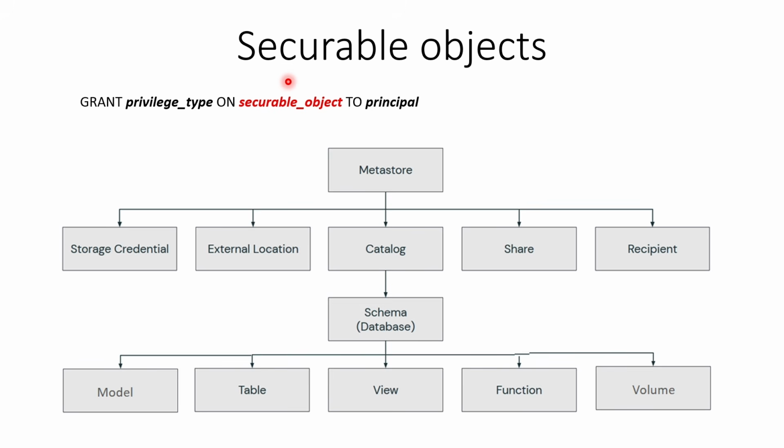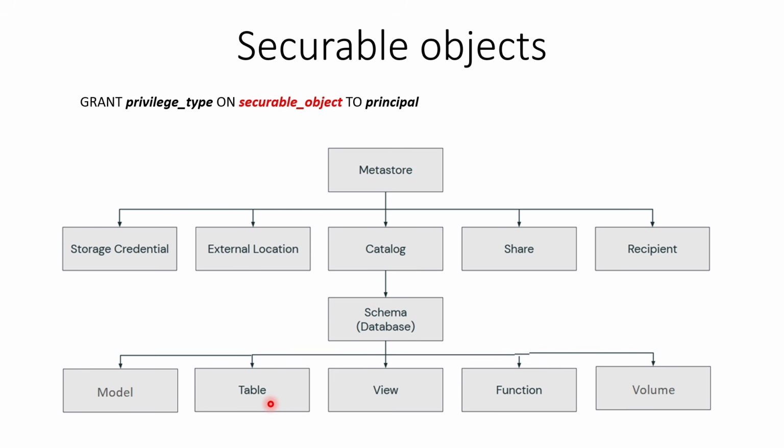Securable objects. A securable object is an object defined in the Unity Catalog Metastore on which privileges can be granted to a principal. Securable objects in Unity Catalog are hierarchical. This is the high level hierarchy of the securable objects. The securable objects are, for example, Metastore. Metastore is the top level container for metadata. Each Unity Catalog Metastore exposes a three-level namespace: catalog, schema, and table, that organizes your data. The catalog is the first layer of the object hierarchy used to organize your data assets. The schema, also known as the database, is the second layer of the object hierarchy and contains tables or views. The table is the lowest level in the object hierarchy.